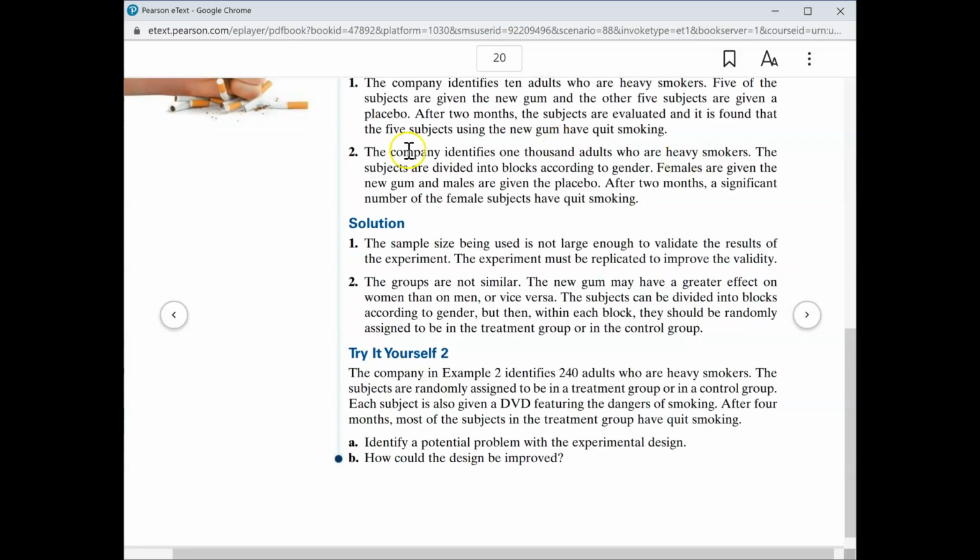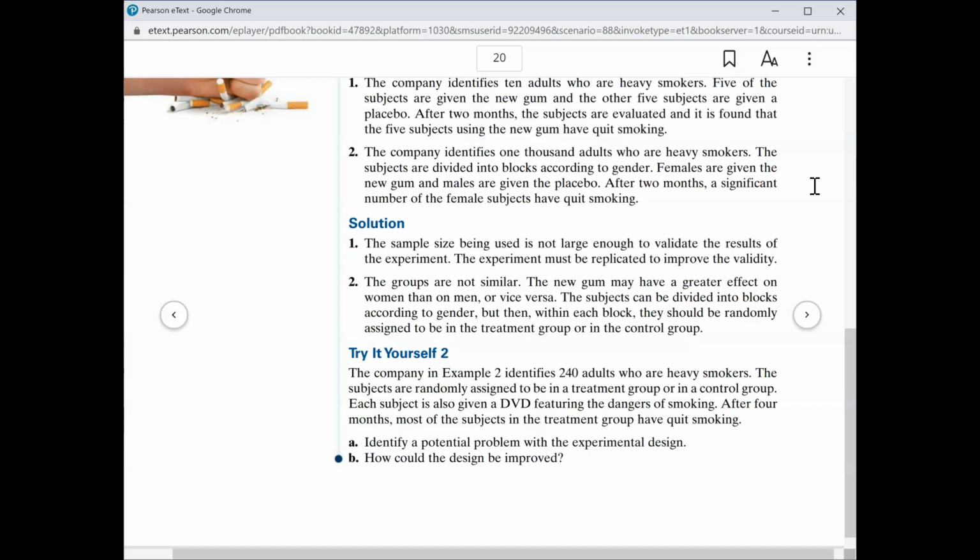If it had been 10,000 people and all 10,000 had quit smoking, then you have a lot better thing to say there. All right, secondly, the company identifies 1,000 adults who are heavy smokers. That's a lot better sample size. The subjects are divided into blocks according to gender. Females are given the new gum and males are given the placebo. After 2 months, a significant number of the female subjects have quit smoking. But see, your problem there is you have a confounding factor, and that is the gender. You're trying to test the gum, not gender. It could be that the females are just better at quitting smoking than males are. And so the gum wasn't what actually helped. It was just the fact that genders are different.